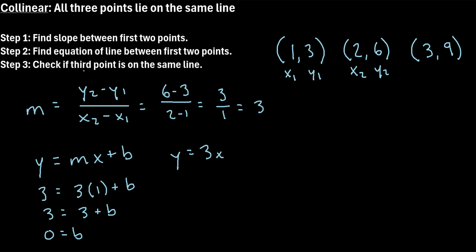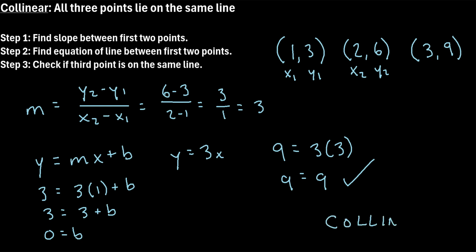Now the last step is to check if the third point is on the same line. The way that we do that is we plug the x value and the y value into the equation we just found and see if it's a true statement. So we'll plug in a 3 for the x and a 9 for the y. So 9 is equal to 3 times 3, and 3 times 3 is 9. This is a true statement. These two sides are equal, so we'll give it a check mark. Because this produced a true statement, it means that all 3 points are collinear, or in other words, they lie on the same line. So as our final answer, we'll write collinear.